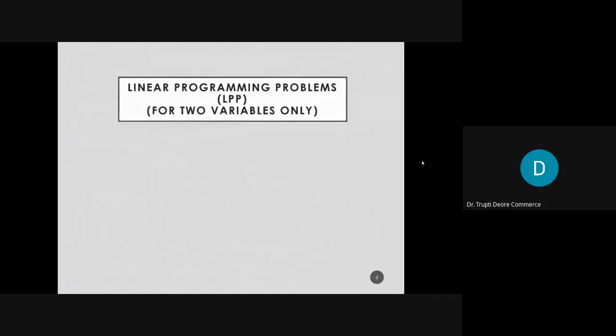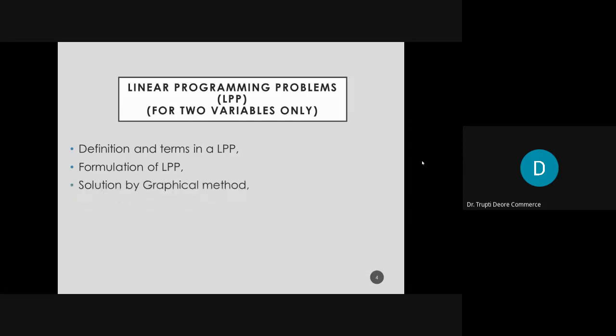Then the second topic is linear programming problem, that is LPP. We will see the definition and terms in LPP. What do you mean by linear programming problem? Then what is maximization? What is minimization? What are the variables? How will you determine the equation, right? So we'll see this in LPP. Then formulation of LPP, that is, how you have to formulate this problem with the given information. We will see the same also.